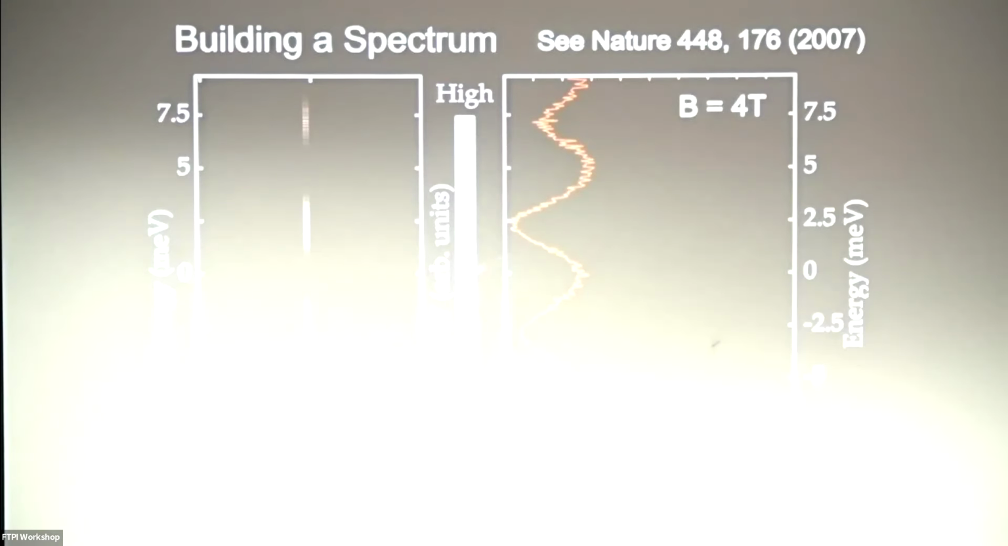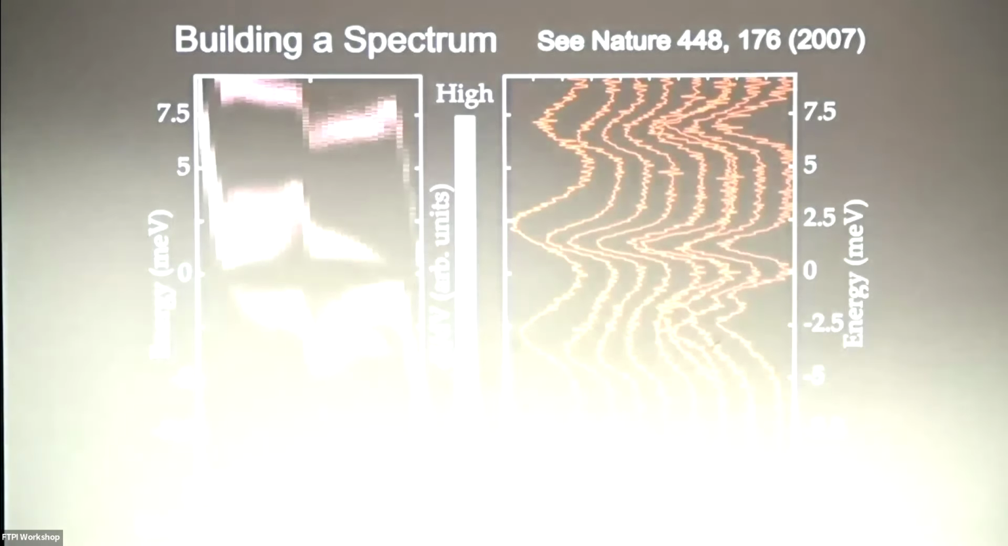If you take that dI/dV, that's a tunneling density of states, and you plot the peaks of it as bright and the dips as dark, you can make this column here. If you step the gate voltage, you can change the electron density, and you can just keep doing this and build a spectrum.